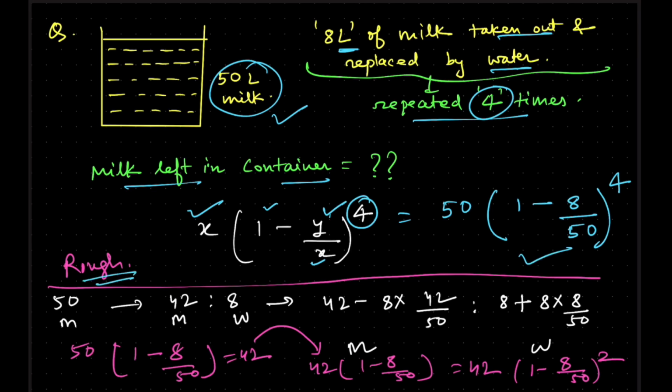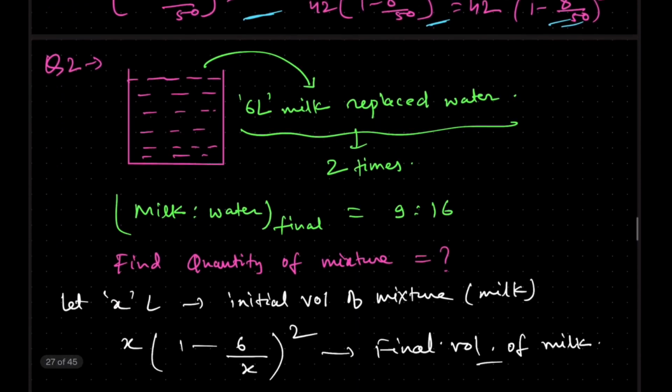In rough, you can see that if you try to do these questions manually, it will consume a lot of time. Only to do 2 iterations, you can see the number of steps I have followed, and you have to do this 4 times. So it will be a very time-consuming process, so better to go with our formula. You can see the complexity of the problem and how it can take a lot of your time. So let's see one more question.